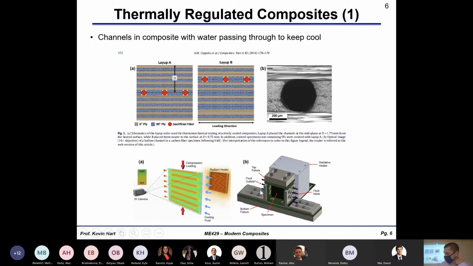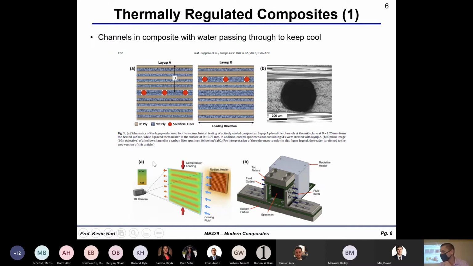So the idea here is he puts this into a mechanical compression device. These are anti-buckling guides on the side, and he has a heater on the back side of here. And the idea is he wants to know, can he retain mechanical properties like the elastic modulus while he's heating this sample if he's passing coolant through the composite at the same time?